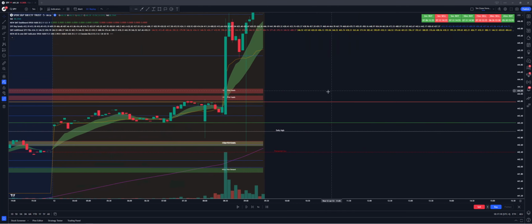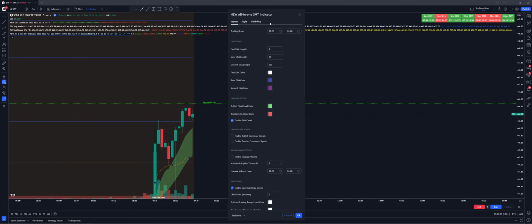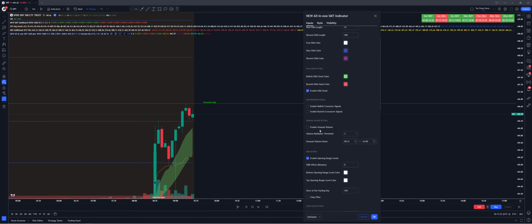So we also have unusual volume built into the indicator. What you can do there is, if you enable it, anytime you have a certain volume threshold that exceeds what's defined, it's candle to candle. So if you have one candle and the following candle has 2 times the previous candle's volume, that's what happens when you select this 2. Then you'll get a notification, and that'll be denoted as a little marker under the candle.